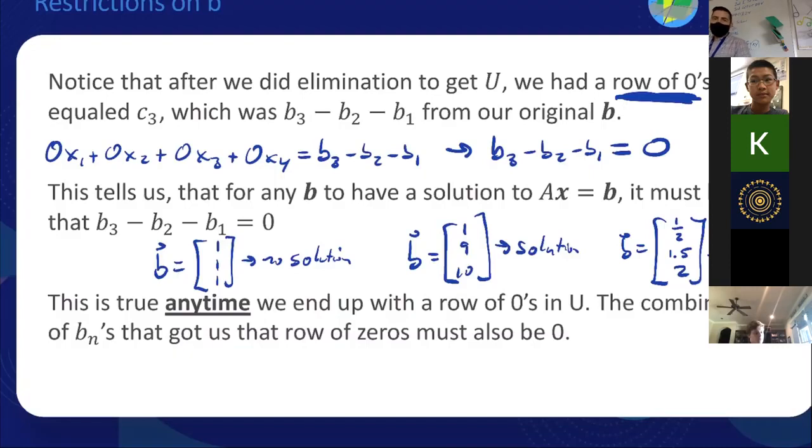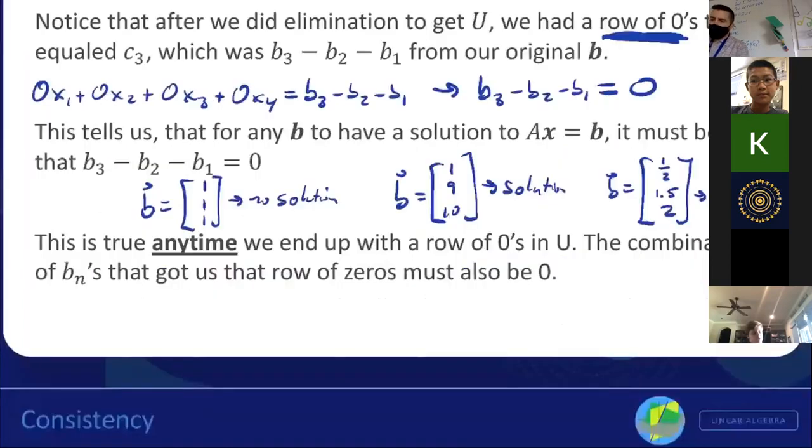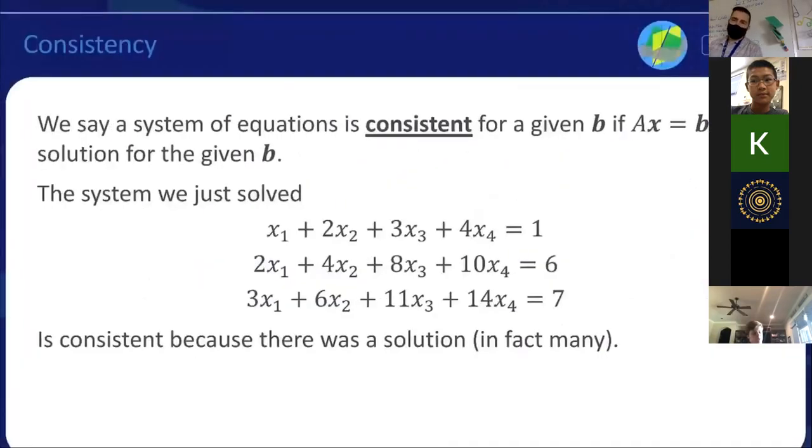a solution. And so you could pick any B's you want, and I could tell you, yes, there's a solution, no, there's not. If there's not, don't do the rest of the work. Okay, you stop there and you say, no solution. Okay, this is what we call a consistent system of equations. Consistent means that for that given B, there is a solution. So like the system we just solved, it's consistent because there was a solution. In fact, we just showed there were infinitely many solutions. As long as there's at least one, we call the system consistent.